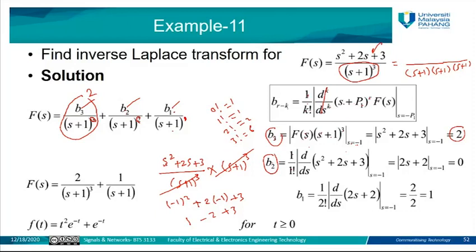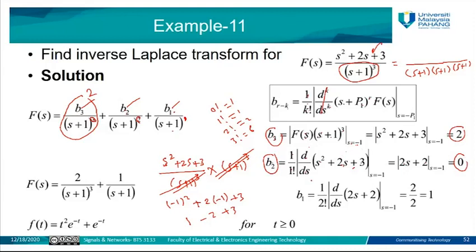So what's the function here? I have s squared plus 2s plus 3 because this already cancelled with each other. We still have only s squared plus 2s plus 3. So I need to find the derivative for s squared plus 2s plus 3, and I need to substitute later each s equal to negative 1. What is the derivative of s squared over ds? It is 2s. What is the derivative of 2s? It is 2. What is the derivative of 3? It is 0. So you will have 2s plus 2, s equal to negative 1, so the value is equal to 0.